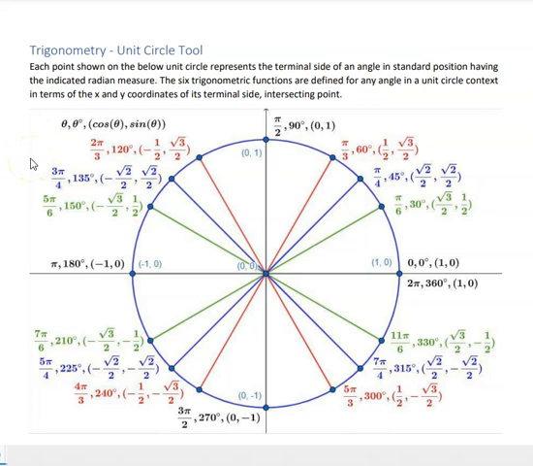This is Professor Darrell Seitz, Trigonometry, Unit Circle Tool. Each point shown on the below unit circle represents the terminal side of an angle in standard position having the indicated radian measure. The 6 trigonometric functions are defined for any angle in a unit circle context in terms of the x and y coordinates of its terminal side intersecting point.